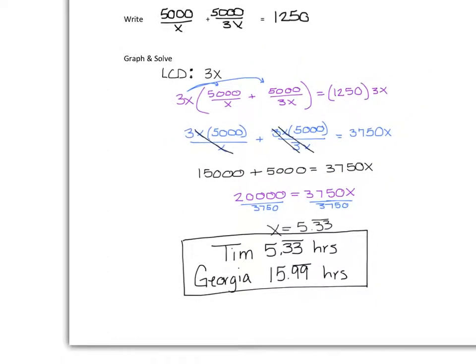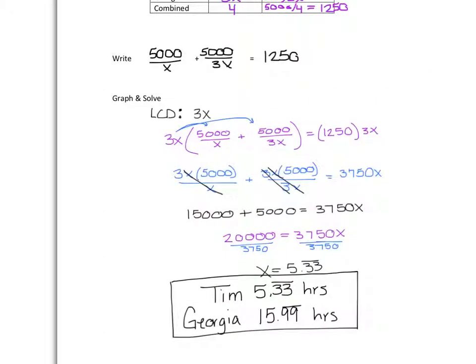Boom. That would take Georgia a long time by herself. So if you were going to graph, you'd come up here and this is y1, this is y2, and you would find the intersection. That would give you Tim's time, and you'd still have to multiply by 3 to get Georgia's time, because it just gives you x. Why did we just do that? Because you need to know how to do it without relying on a calculator.